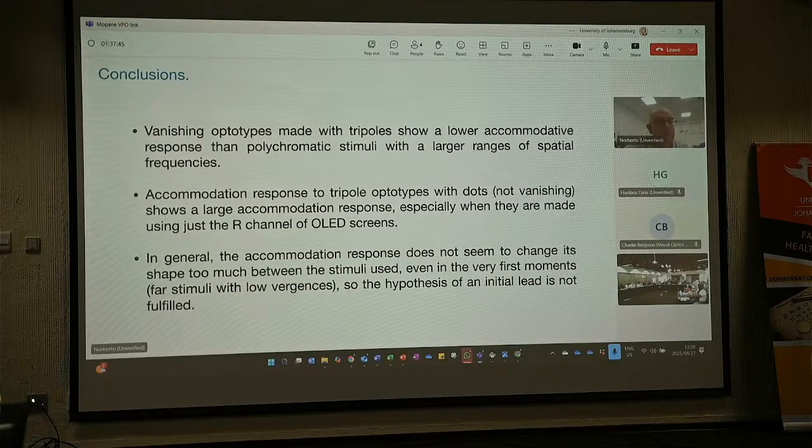Hi, Norberto. Just a very short question. I'm Bruce. Yeah, nice to see you again. The reason for you to conduct this study is because you noticed there are some people who cannot see the vanishing optotype. So my question is, what percentage of the participants cannot see the vanishing optotypes?